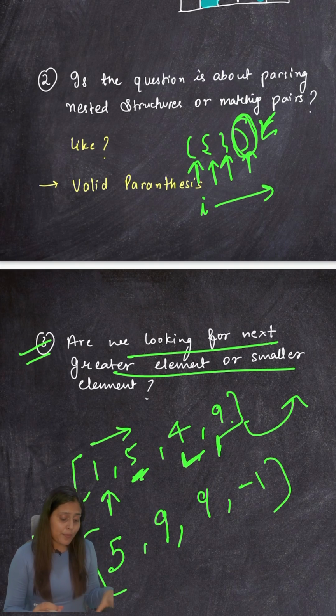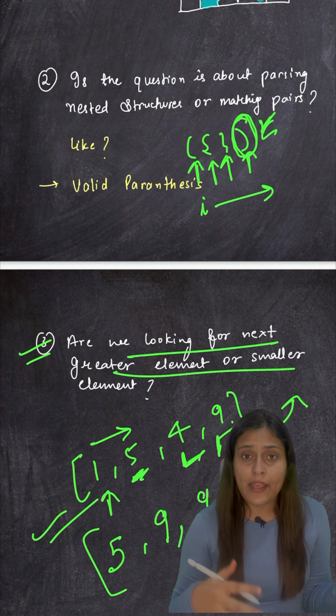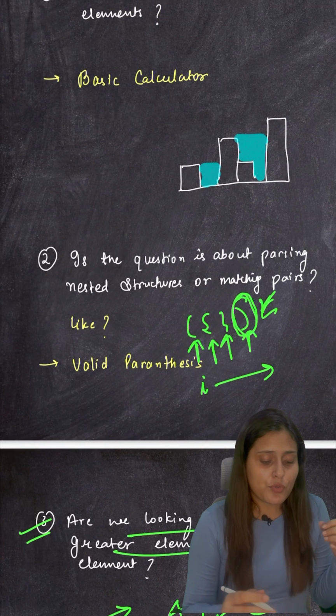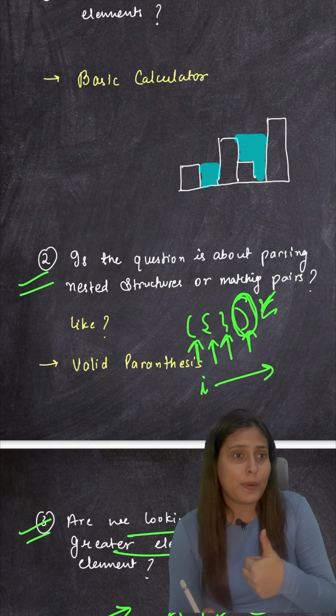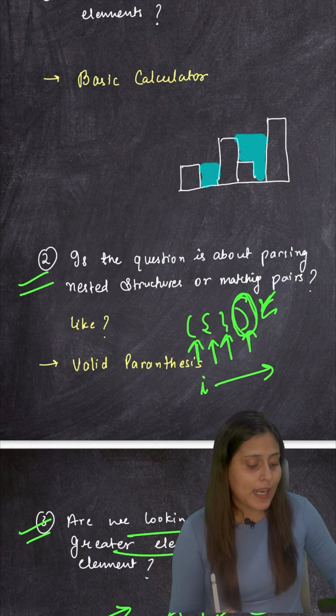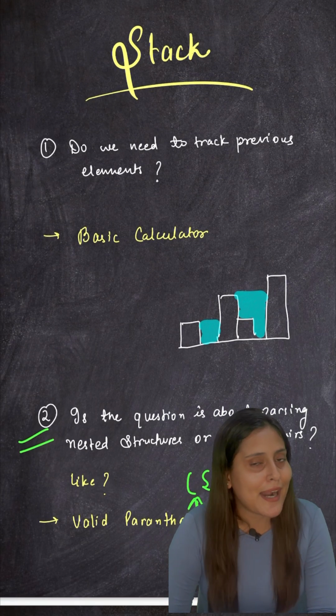So for any such type of problems where you have been asked to find the next greater element or next smaller element towards the right or left, or you have to find some pairs, basically you have to check if a particular number was already visited in the past or not. In that case, instead of using nested for loops, you can simply go with the stack data structure.